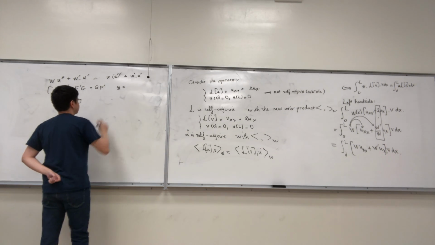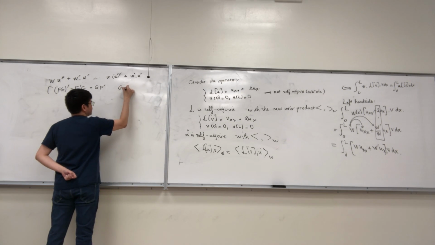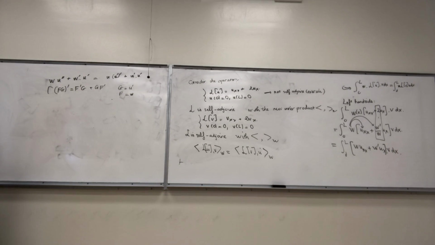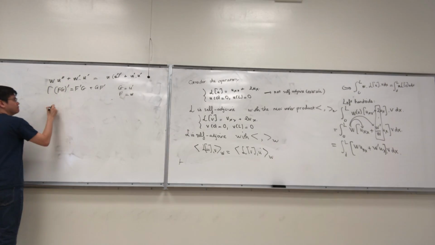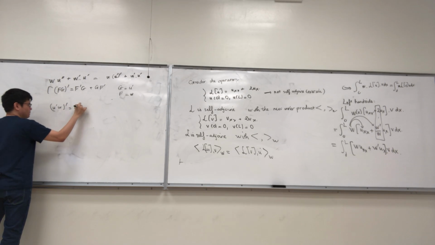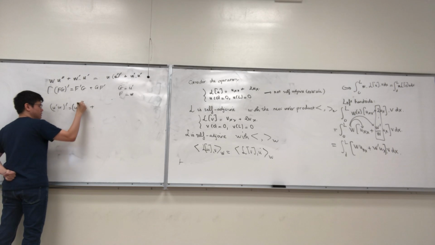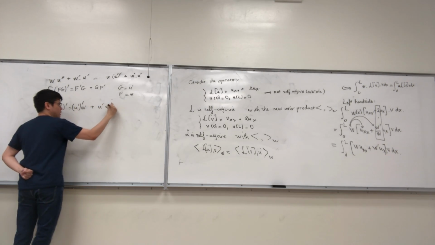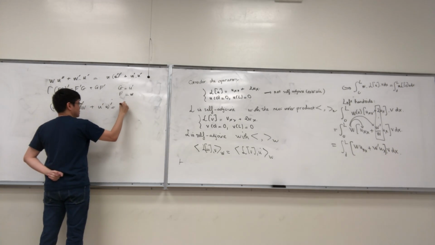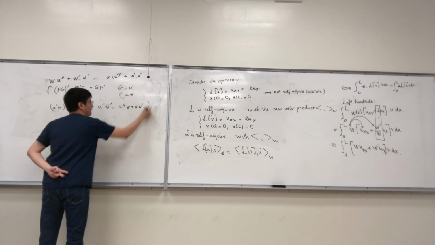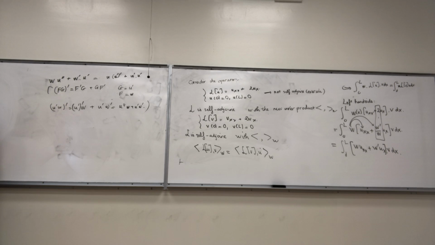Right? So in this case, G is U prime and F is W. Which means that (U prime W)' will be U second W plus U prime W prime. Right, so this is the chain rule.